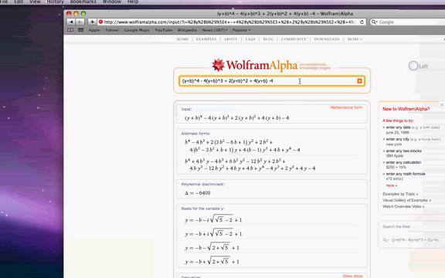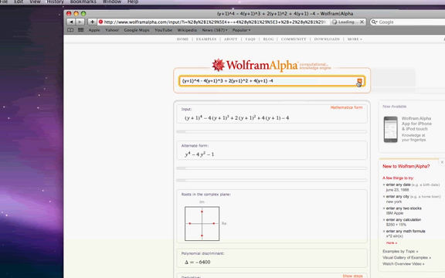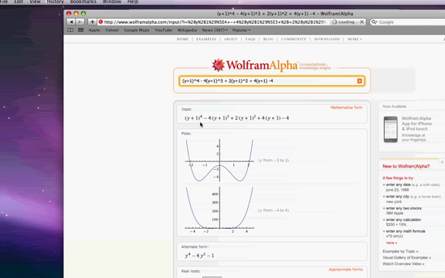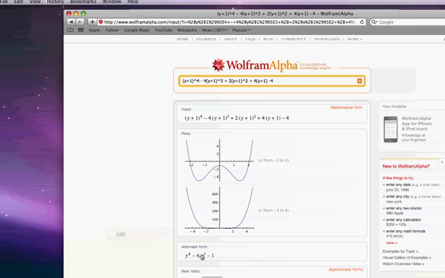We'll go back to Wolfram Alpha, paste in the expression, hit the equals key, and now we've just asked Wolfram Alpha to expand this, and we'll look down on the page and see that this is what we get: y to the power 4 minus 4y squared minus 1. So now we can conveniently copy this into our word processor.